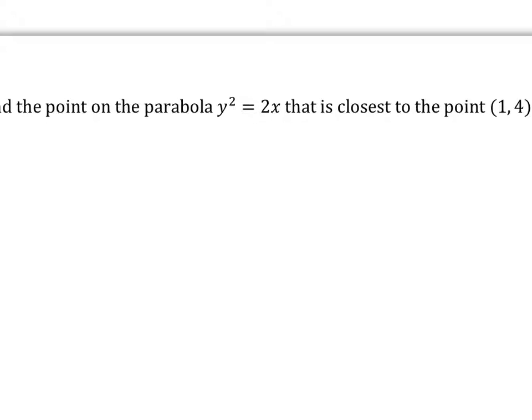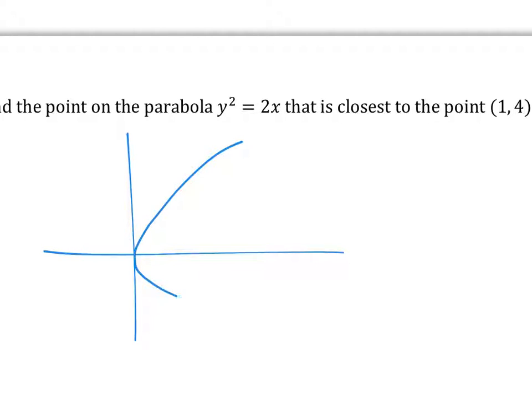All right, let's look at what this looks like. I'm going to do this on decimals. So we know that this graph looks like this. We have this point here. The question is, which point on this parabola is going to give me the closest distance? This point is (1, 4). Somewhere on this parabola, we call that just (x, y). So we want the closest distance.